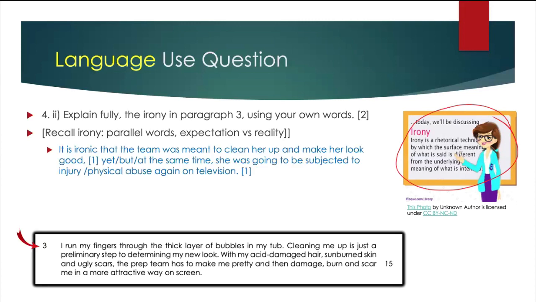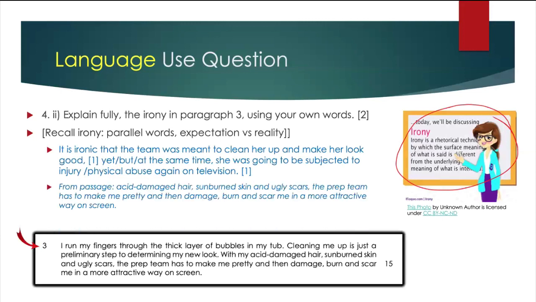So it is ironic that the team was meant to clean her up and make her look good or pretty. At the same time, she was going to be subjected to physical injury or abuse again on television. Okay. Does that make sense? Yeah, it does now. So anyway, you've already extracted this from the passage itself, what's shown below. Let's move on. Any questions so far?